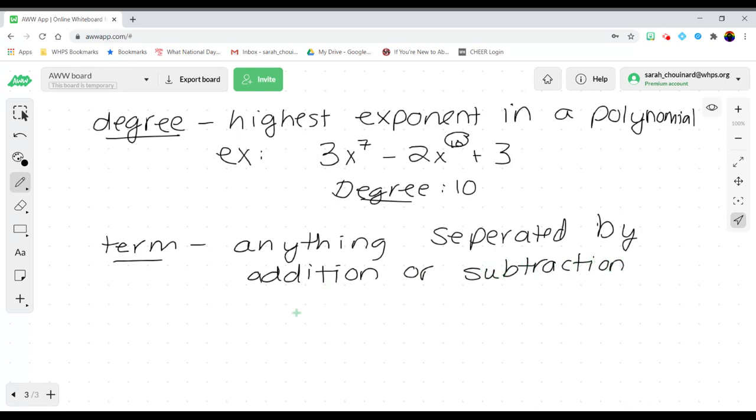So in the case of the polynomial above, this would be 3 terms. So 3x to the 7th minus 2x to the 10th plus 3. That's going to be 3 terms because it has 3 things separated by addition or subtraction.